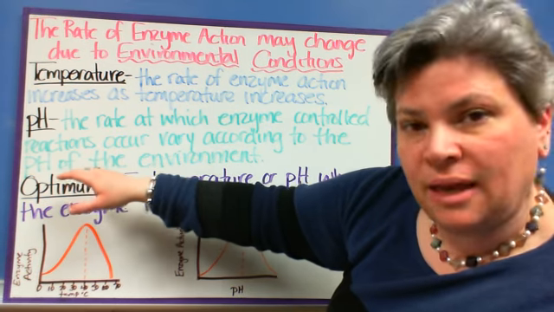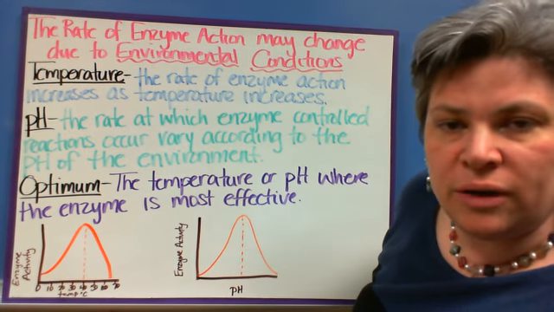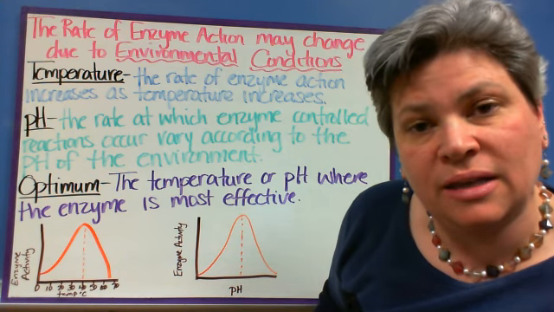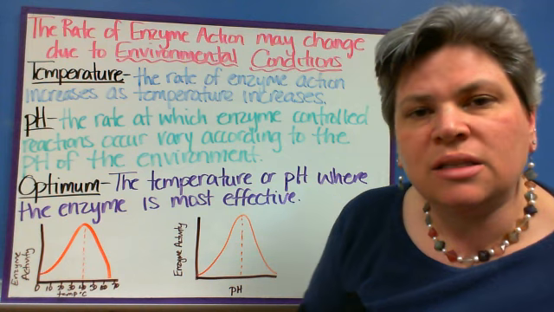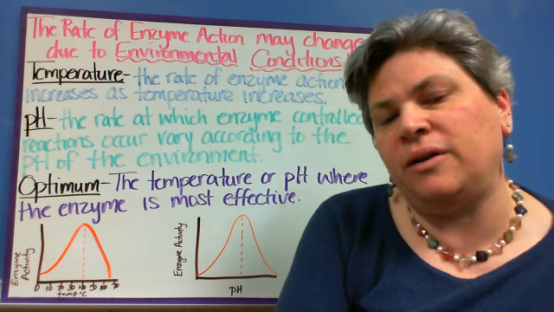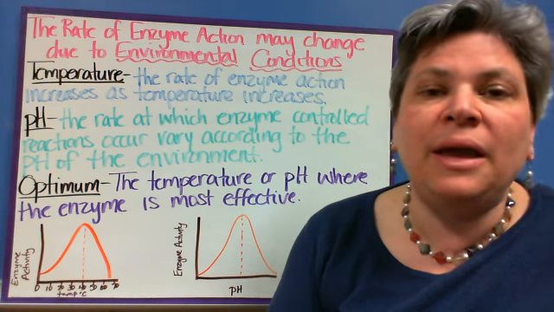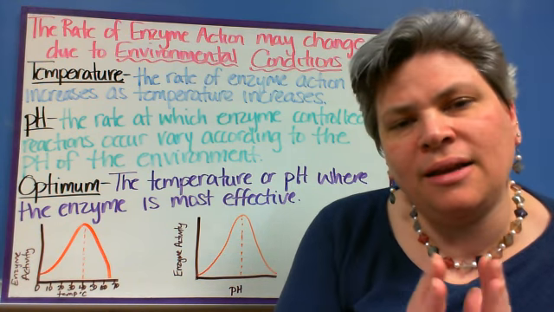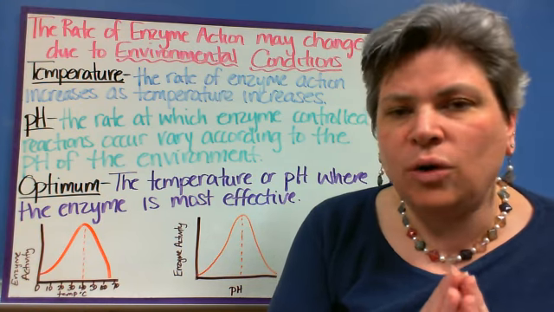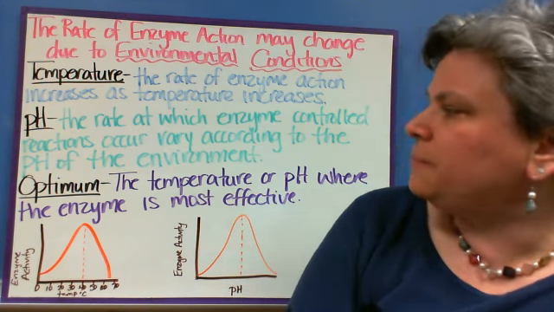And the next one is the pH. The rate at which enzyme-controlled reactions occur varies according to the pH of the environment. And remember, when we talk about pH, we're talking about if it is acidic or basic. Some enzymes require a neutral pH to function. Some enzymes require an acidic pH to function, like the enzymes in your stomach. Some enzymes even require a basic pH to function. So depending on where they need to be, if you go too far to the acid side or too far to the base side, you can affect how that enzyme is going to work.